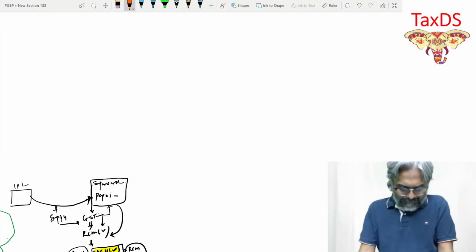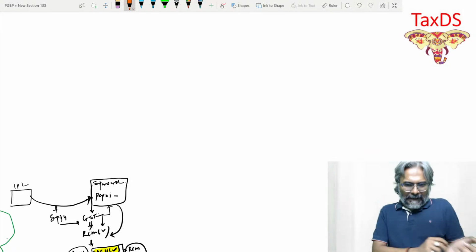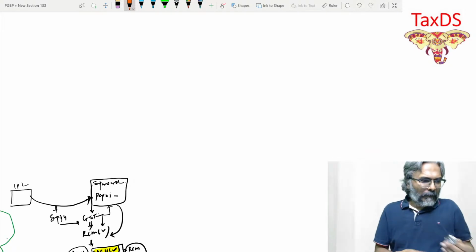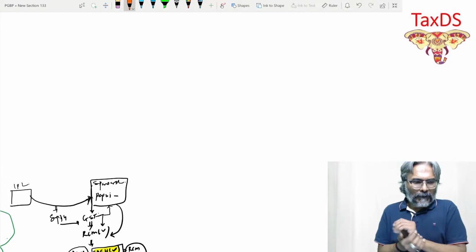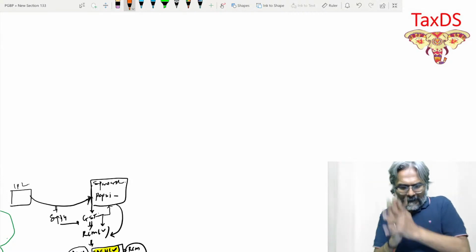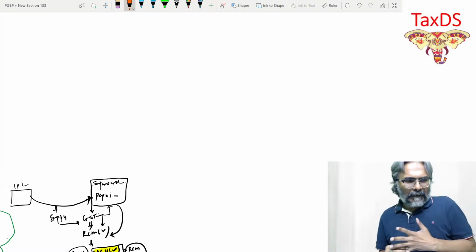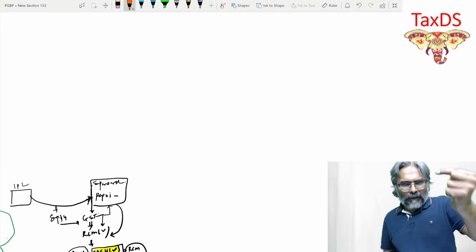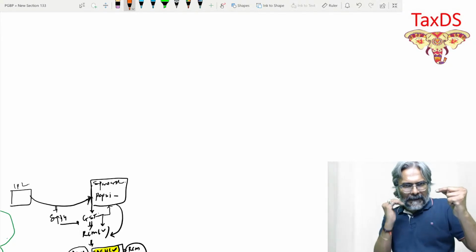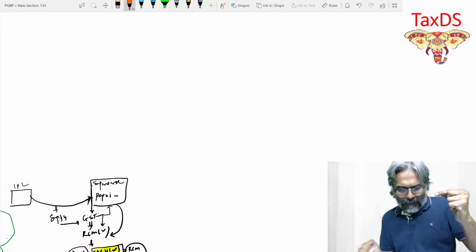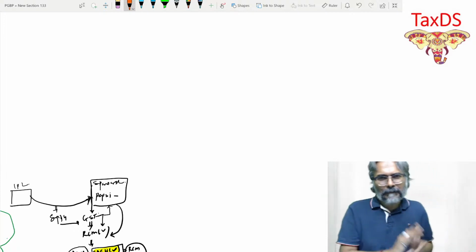Let me, in fact, discuss with all of you right now, and all of you just pay attention very quickly to a very important concept that I'm introducing. Alcoholic liquor for human consumption, students. Will there be any GST levied on alcoholic liquor for human consumption? Answer is no.